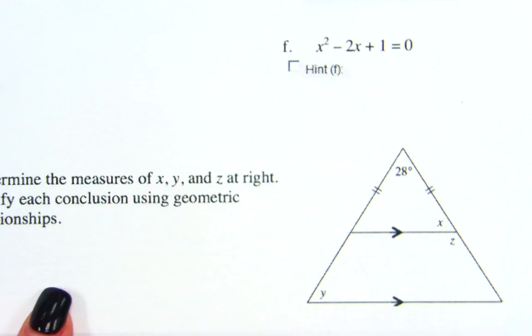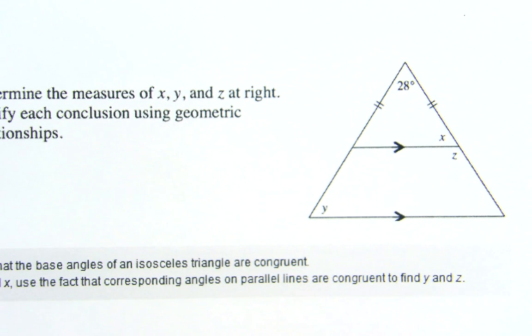And then 47 was actually really fun. I just wanted to do it. I don't even know if you need help on it, but I just thought it was a fun problem. So let's see. Determine the measures of x, y, and z at the right. Justify conclusion using geometric relationships.